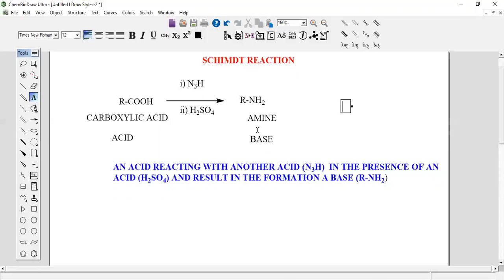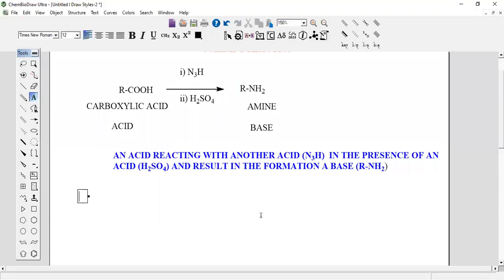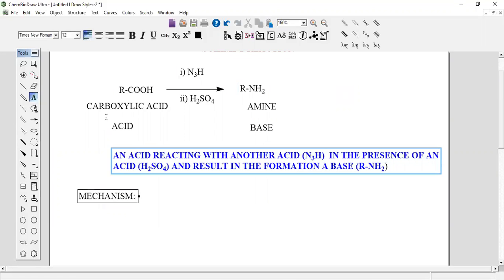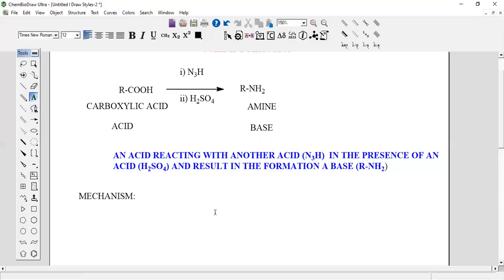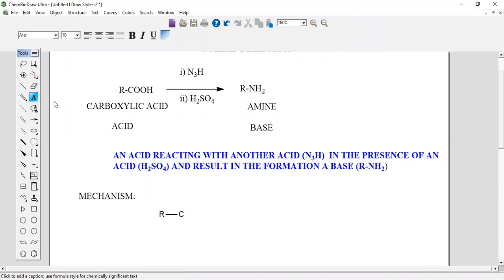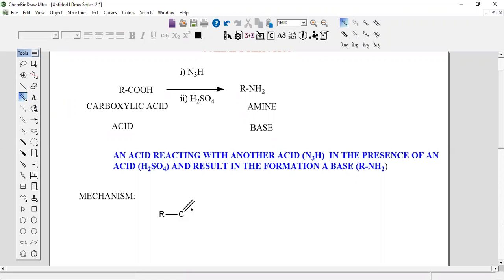Now let us see how this happens. Let us take the mechanism. What is the mechanism of this one? First, let us take the carboxylic acid. R-C, with a double bond to oxygen and a single bond to OH, isn't it? This is going to be the carboxylic acid.